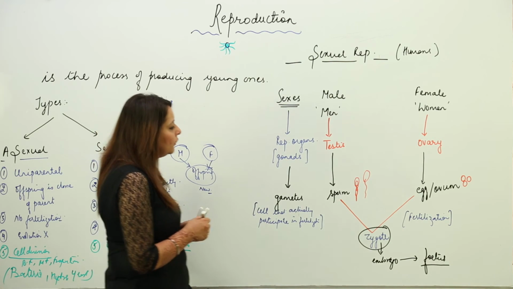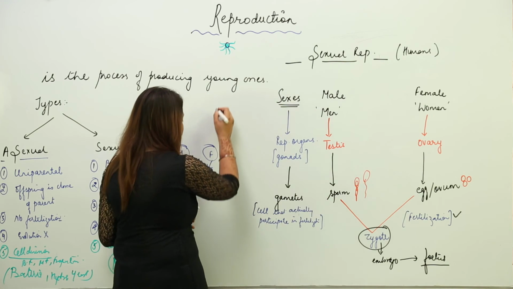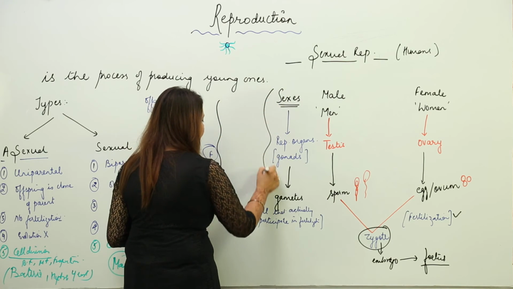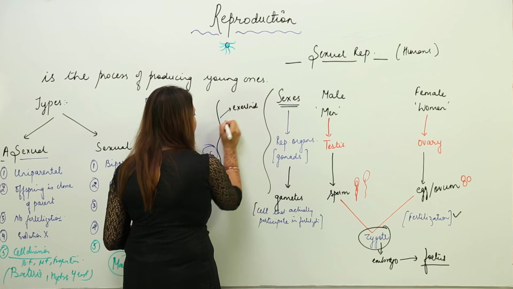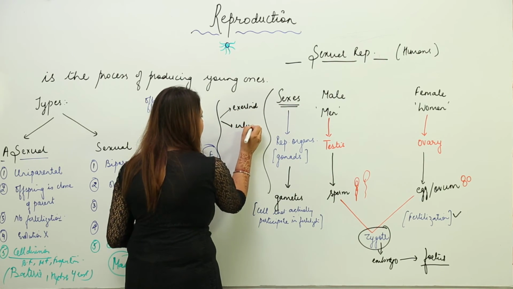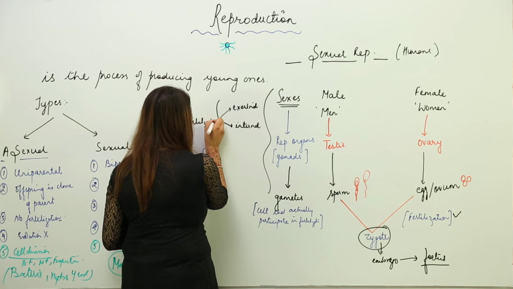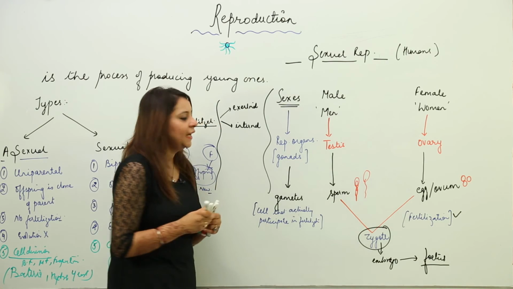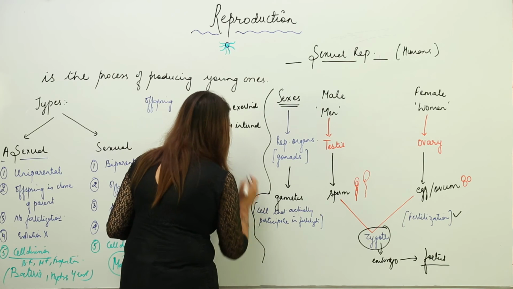Now, when we talk of fertilization, you know that fertilization is basically of two types. That is external fertilization and internal fertilization. So fertilization is of two types, external and internal. Now what is the difference between the two?